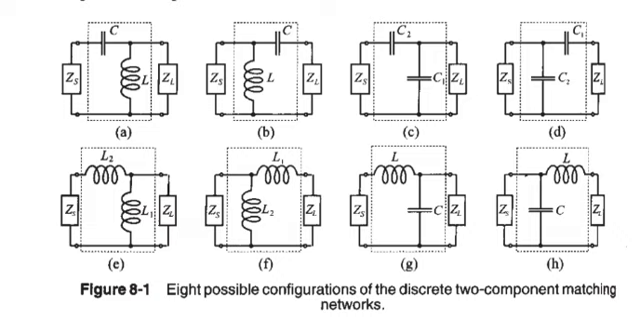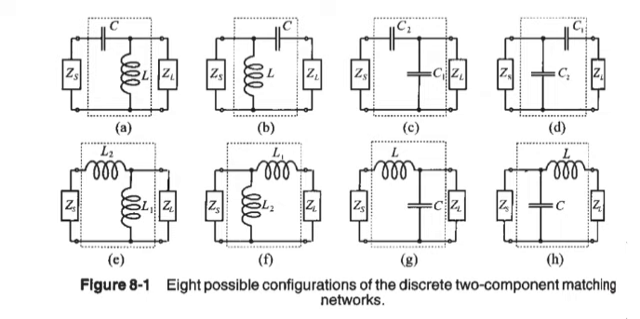What is meant by a series and a shunt component is very important. A series component is a component which is placed in the signal path. For an inductor, the impedance ZL will be equal to j times XL.